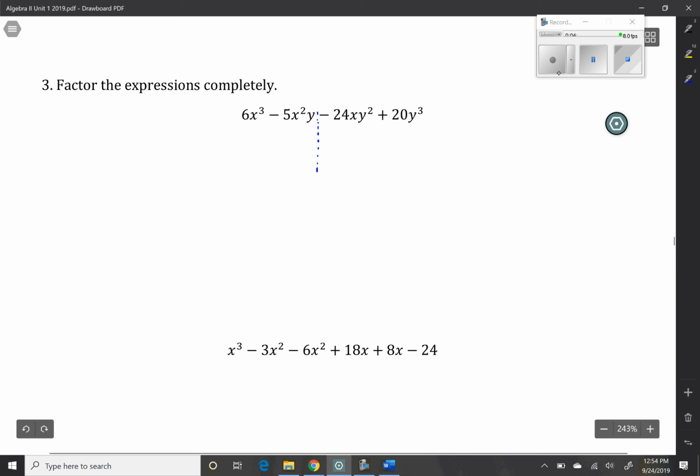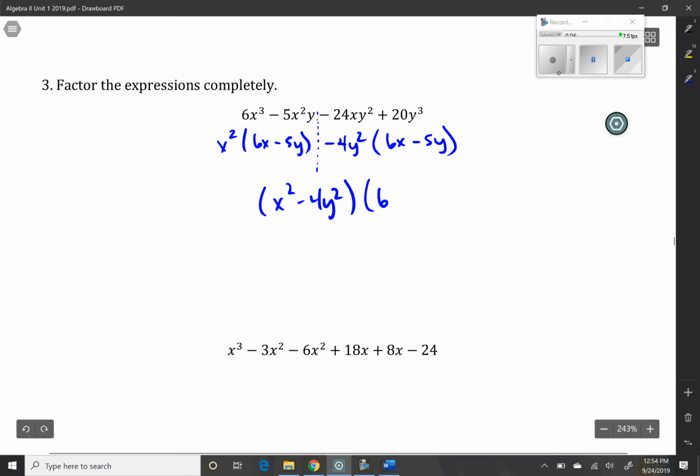So what is my GCF here? It's going to be x squared, leaving me with 6x minus 5y. The GCF here is going to become negative 4y squared, which is going to leave me with 6x minus 5y. Good, we have a matching pair. So we could say we have x squared minus 4y squared. That can be factored. And 6x minus 5y, that cannot be factored.